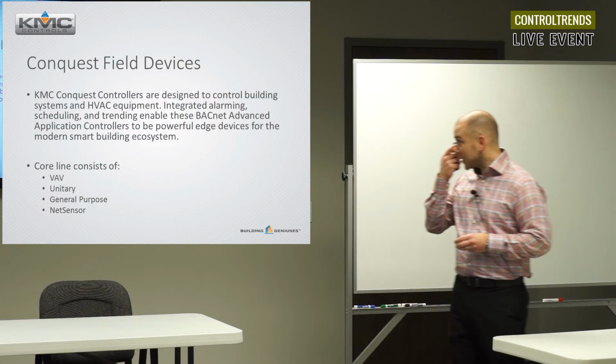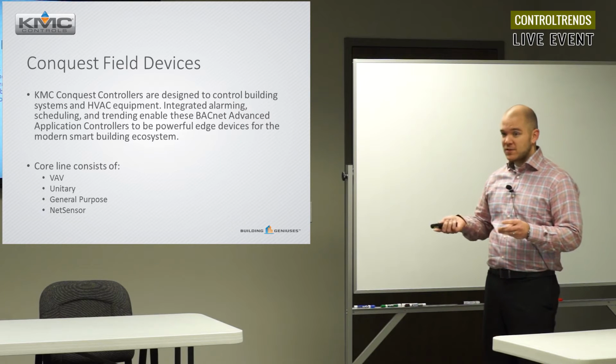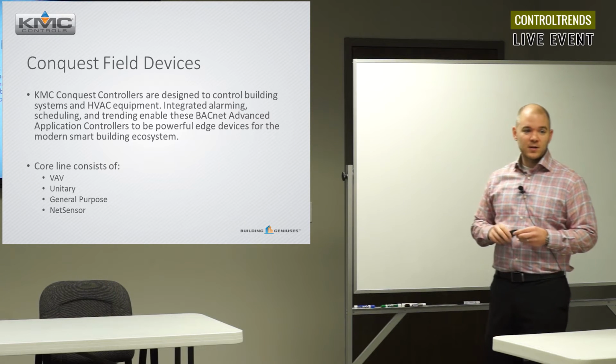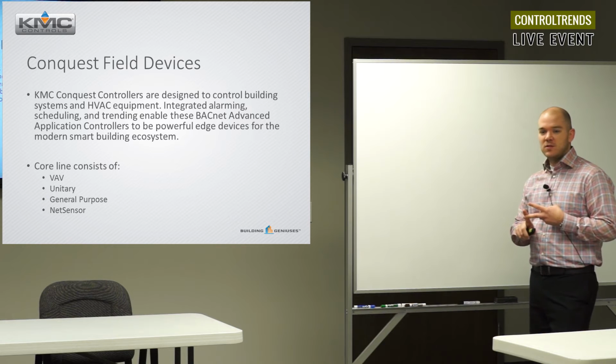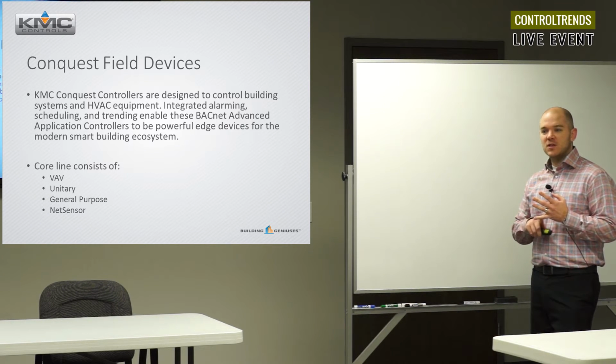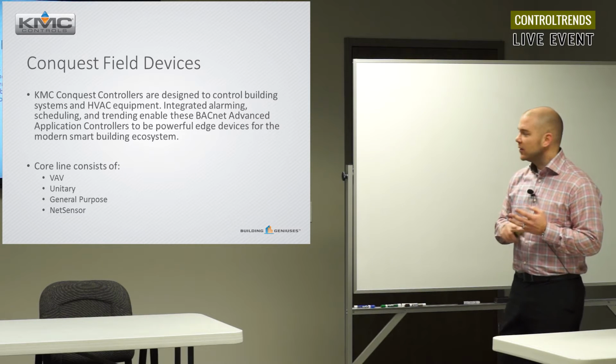So our new Conquest hardware are field devices. It's an update to our current BACnet product line. The core line consists of a VAV, a Unitary controller, a general purpose controller, and then a companion digital sensor we call the NetSensor.